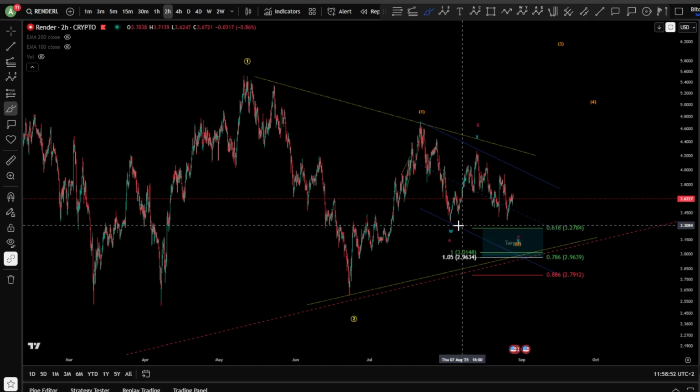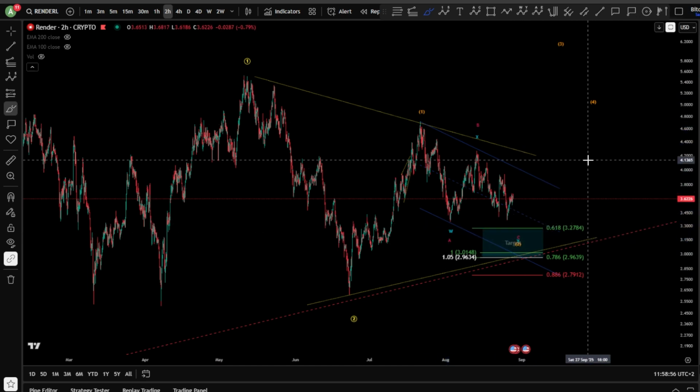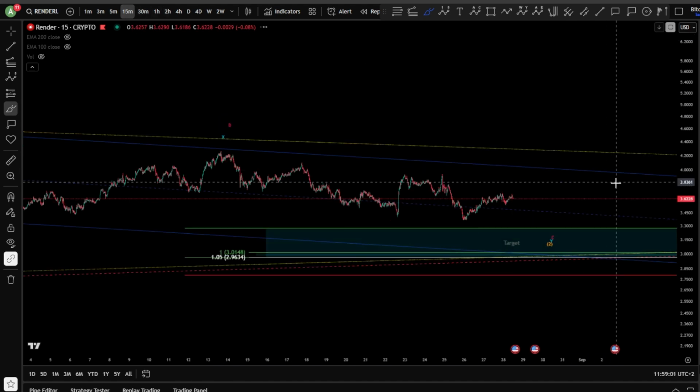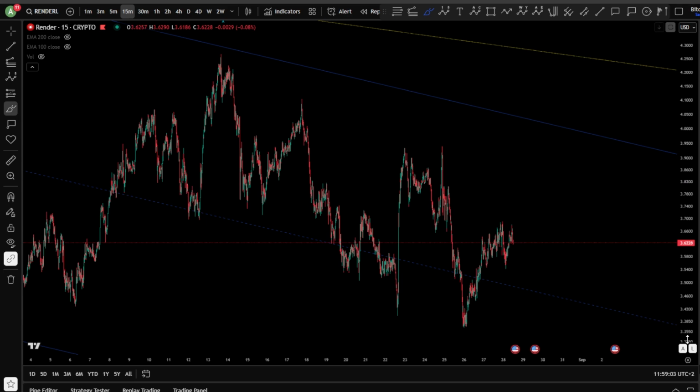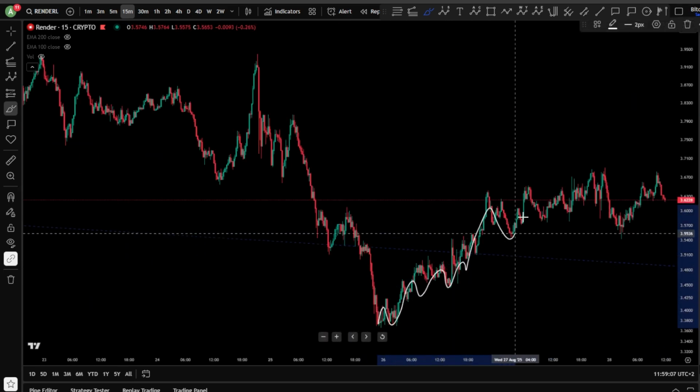I want to test this low, take it, and see what the reaction might be there. So that is it for Render. I don't see it yet on the 15-minute chart either, if we're talking about the micro as well. This is a horrible impulsive wave.